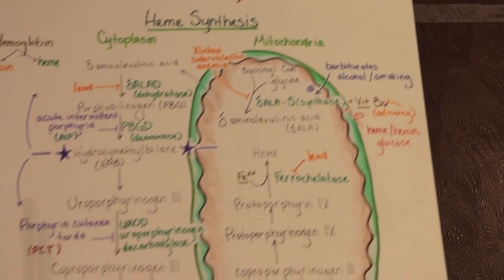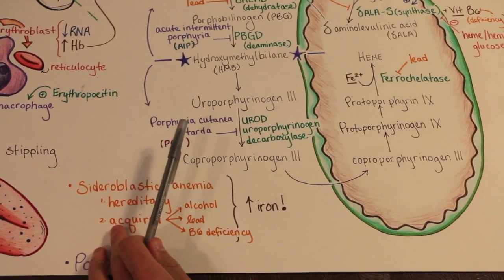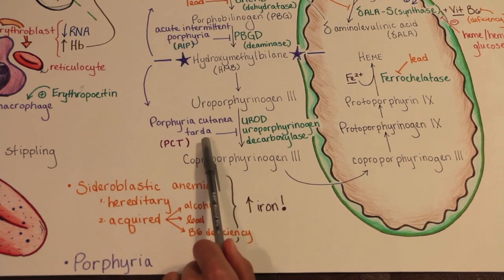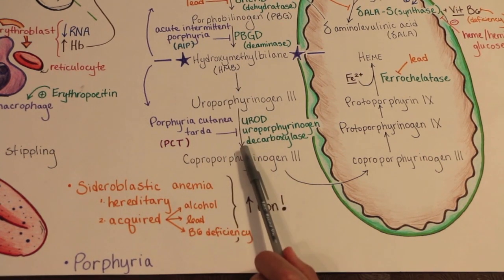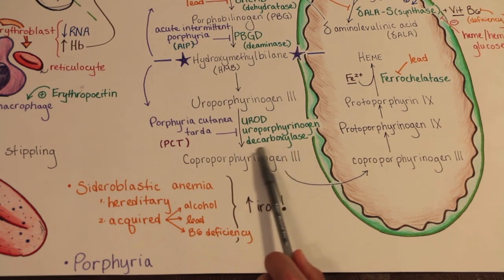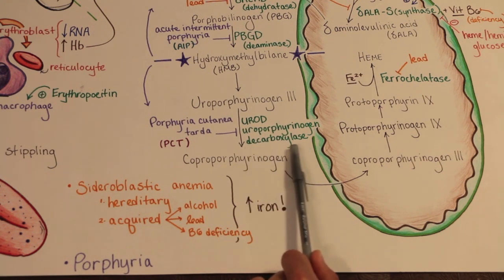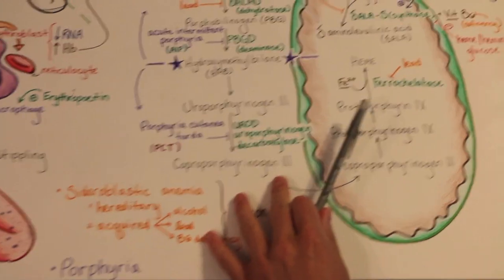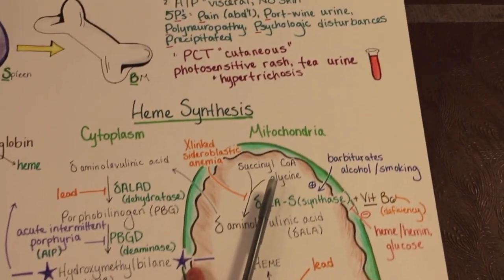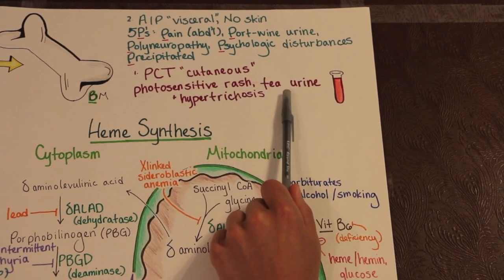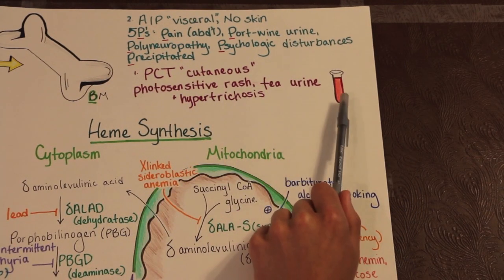Another porphyria that you should know for the purposes of boards is porphyria cutanea tarda, and this is the most common porphyria. Once again, this is after hydroxymethylbilane, so this is a cutaneous porphyria. Porphyria cutanea tarda is a defect in UROD, which is uroporphyrinogen decarboxylase, and this will lead to a buildup of uroporphyrinogens that spill out in the urine. Patients with porphyria cutanea tarda will present with a photosensitive rash, and also brown or dark tea-colored urine, which will actually fluoresce bright pink under a Wood's lamp.